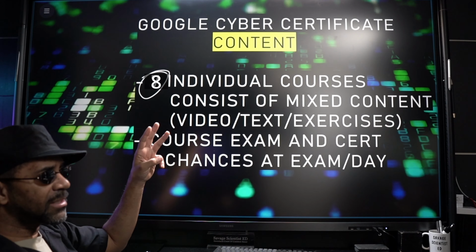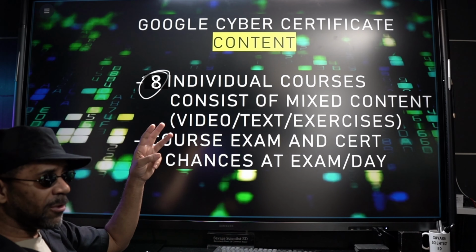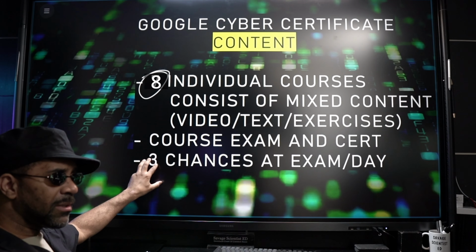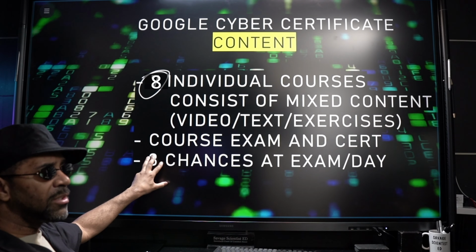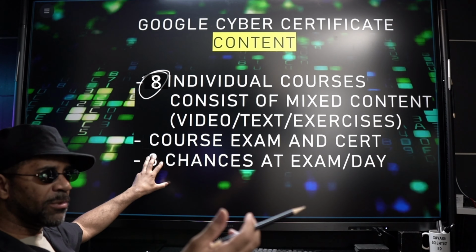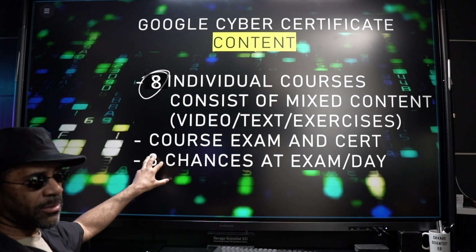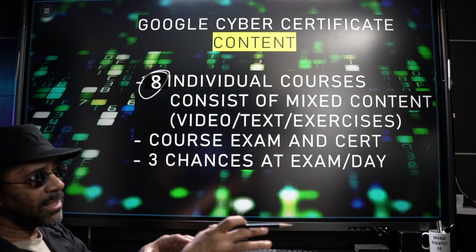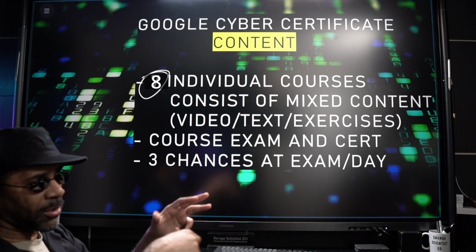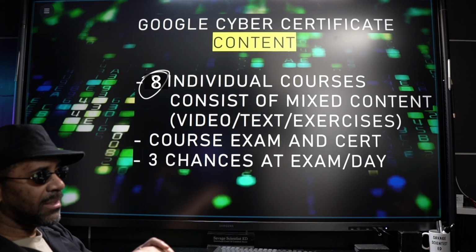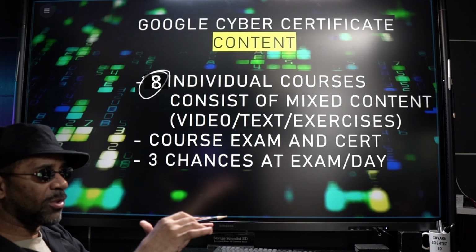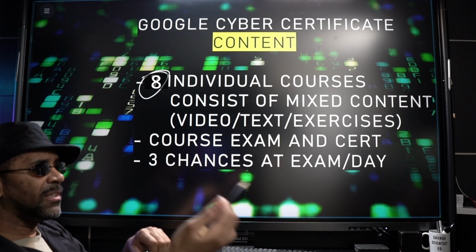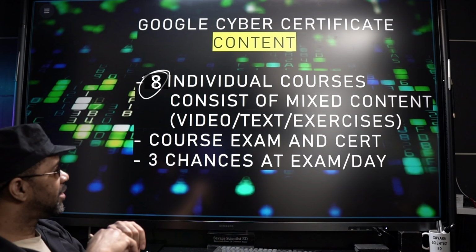So there are 8 individual courses, and at the end of each course, there's an exam, and you get 3 chances to take this exam. If you can't pass on the 3rd attempt, then you'll have to wait 24 hours to retake that exam and get another 3 shots. And if you want to rush through this, if you fail the exam, just go to the next module or the next class. That is the best way to knock this course out if you fail one of the end of course exams.